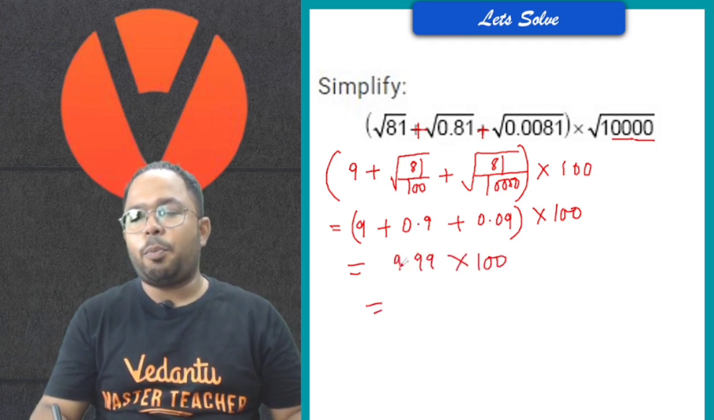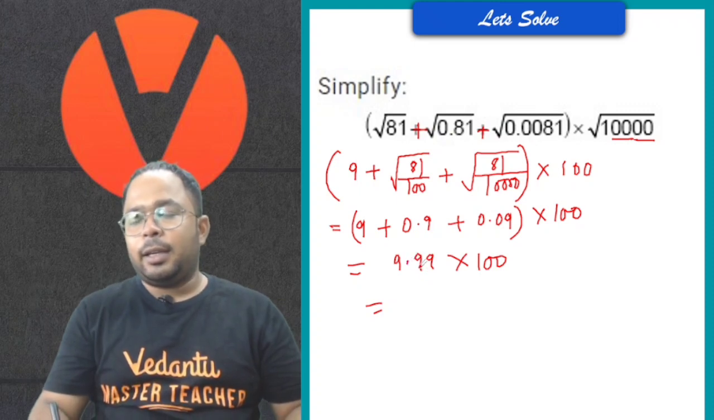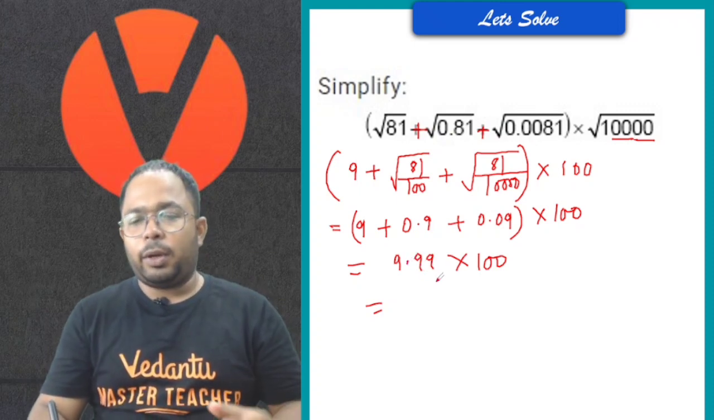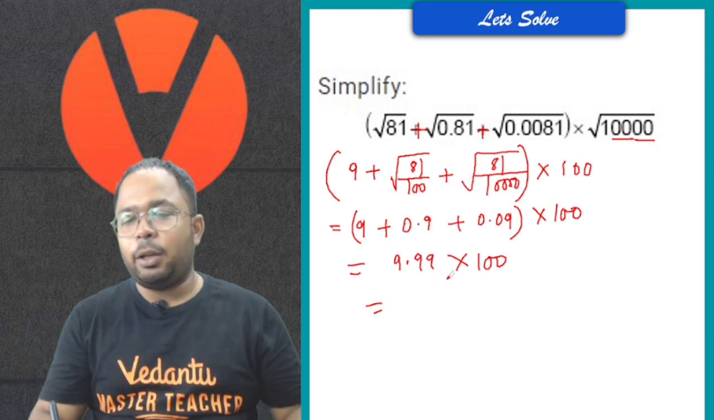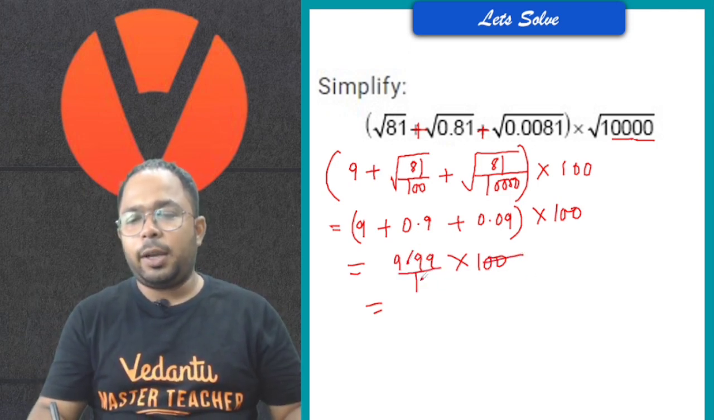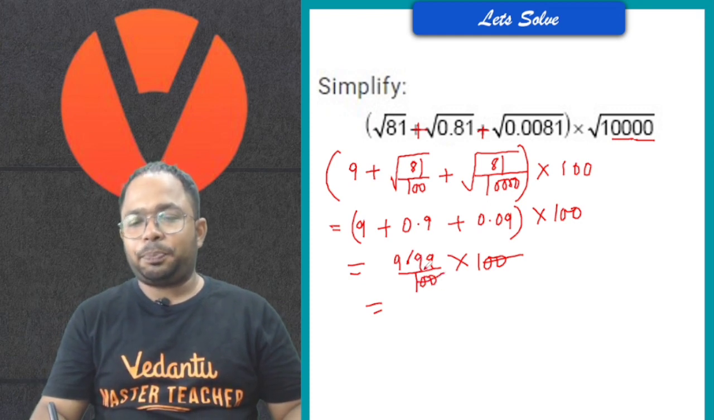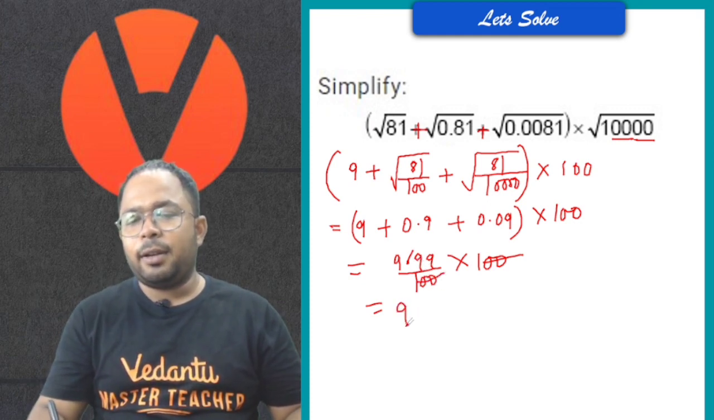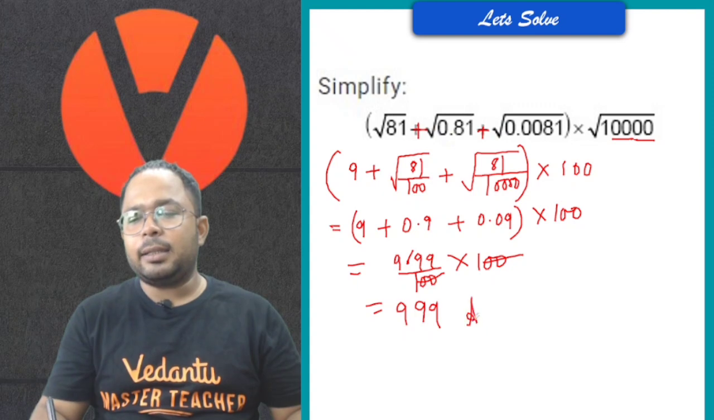And as you all know, the point can be removed too. 100 would be there in the denominator and it will get cancelled with these 2 zeros. So we can say 999 is our answer.